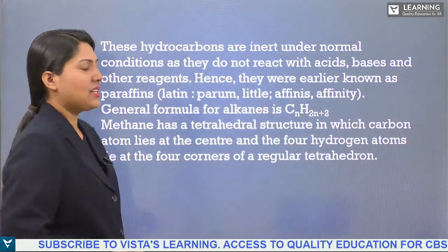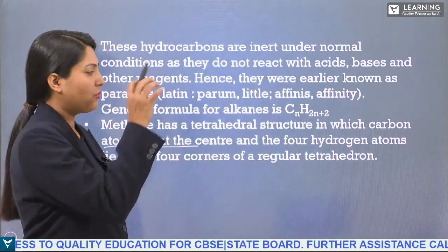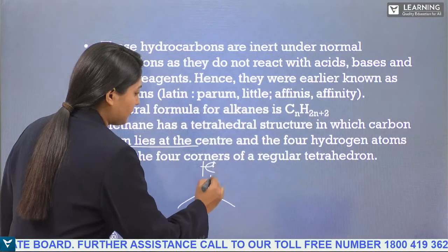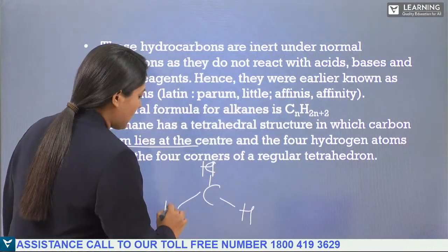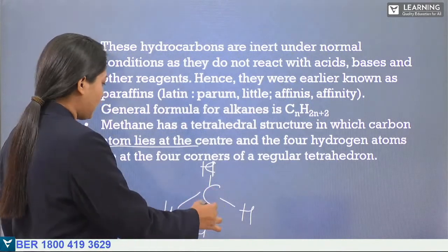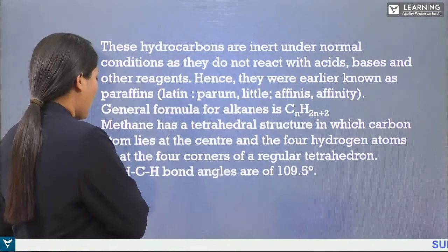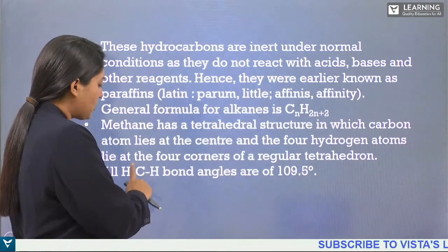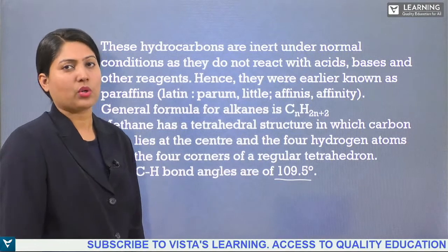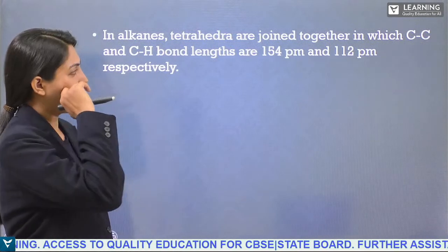Next. Methane has a tetrahedral structure in which the carbon atom lies at the center and 4 hydrogen atoms surround it. As we saw, we have this tetrahedral structure for methane, 4 hydrogen atoms and carbon at the center. Got it? All hydrogen bond angles will be around 109.5 degrees. In tetrahedral, it will be 109.5 degrees.